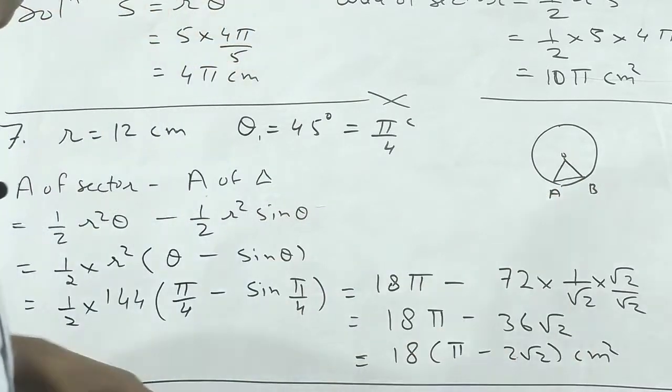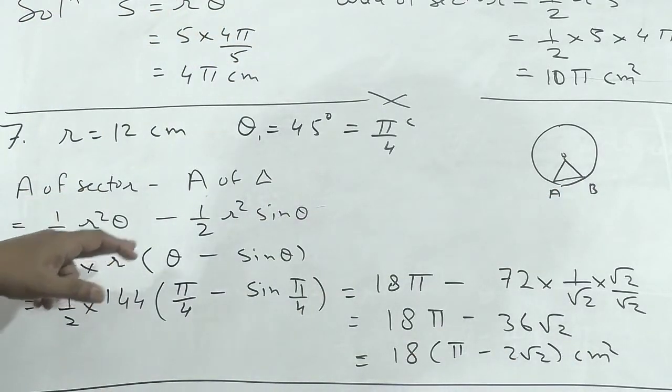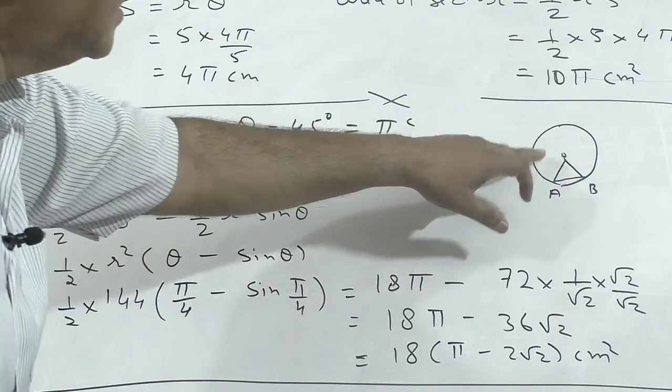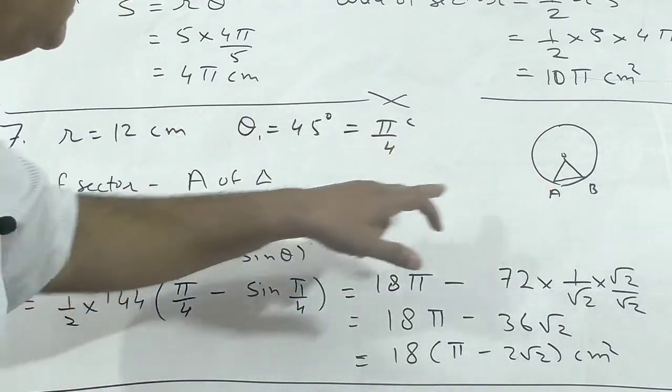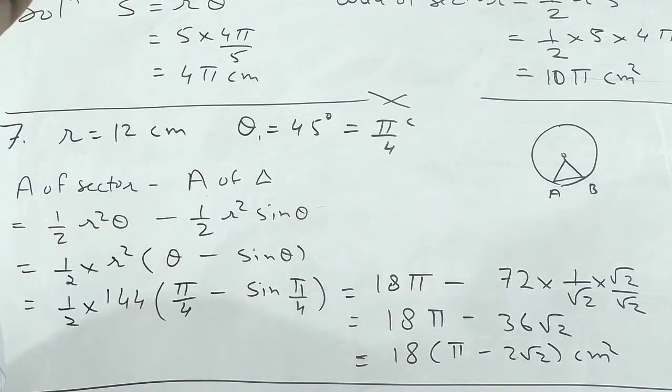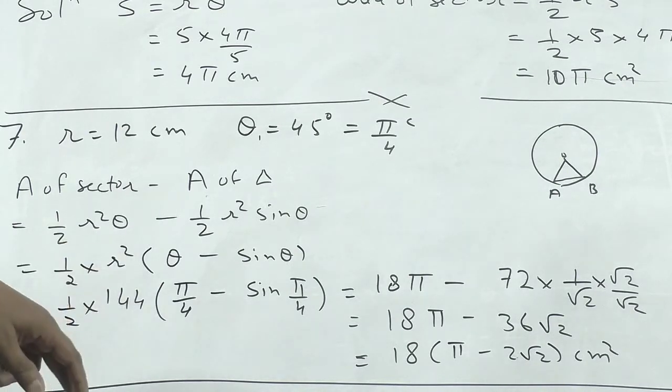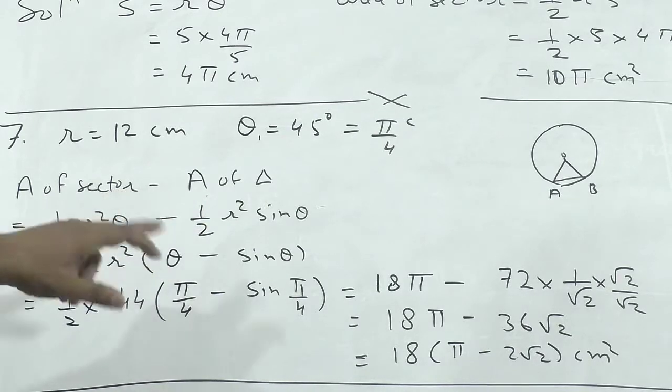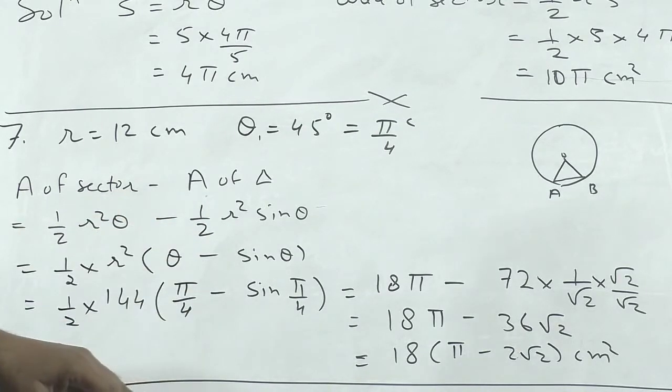That portion, your area of sector is half r square theta. Area of sector OAB, and area of triangle OAB is half r square sin theta. Sin 45 you know, sin 45 is 1 upon root 2. Okay. Half r square, we'll take common in bracket theta minus sin theta.